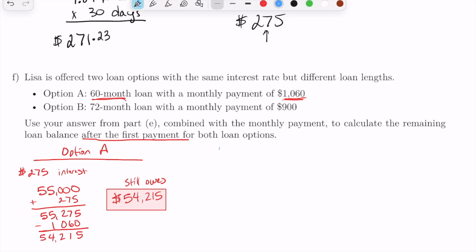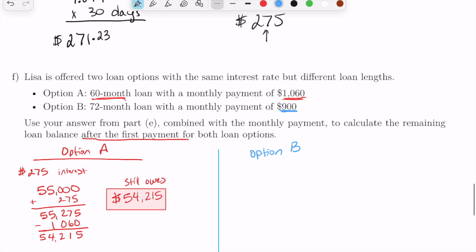Okay? Well, let's look at her other option here. For option B, her monthly payment is $900. That's fine. She still had to pay $275 in interest. It doesn't matter how long her loan is, it's still a 6% annual interest rate. So we'll still take our 55,000 plus that 275. So if she were going to pay the whole thing off, she would have to pay $55,275.